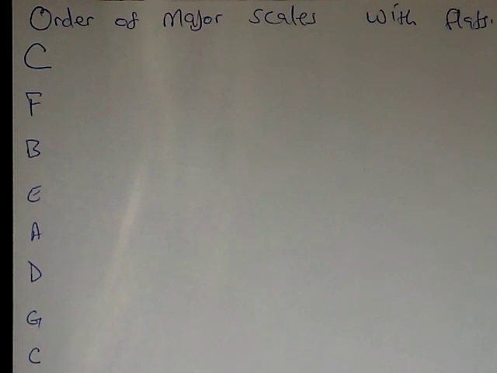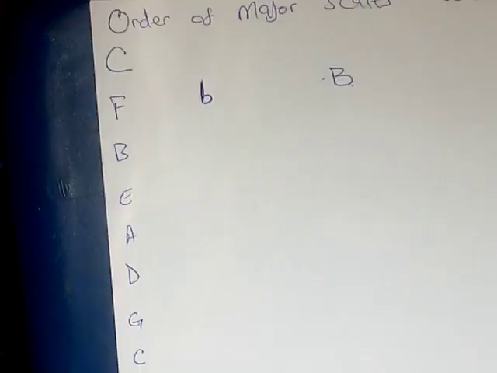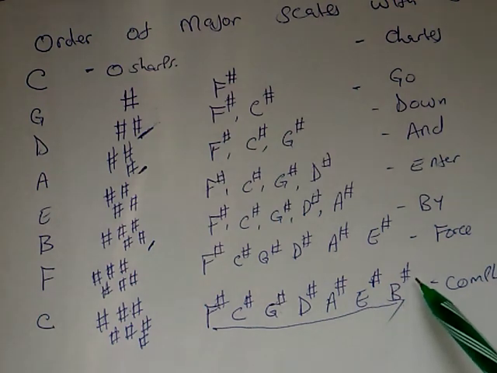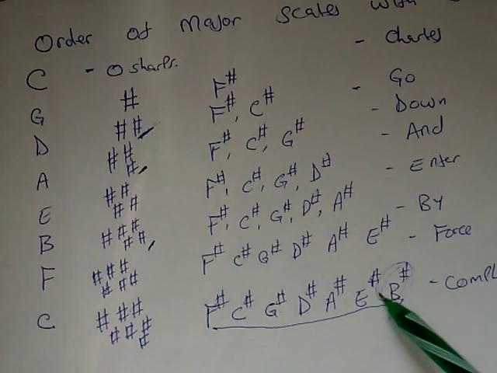We have the first C, which represents C natural major scale. It has no flats nor sharps. Then we'll follow by F. It will be represented by 1 flat, and that flat will be B flat. Notice that for the flats, we reverse the order of sharps, and the order of sharps was F sharp, C sharp, G sharp, D sharp, A sharp, E sharp, B sharp. So for the flats, we begin with the first flat as B flat.